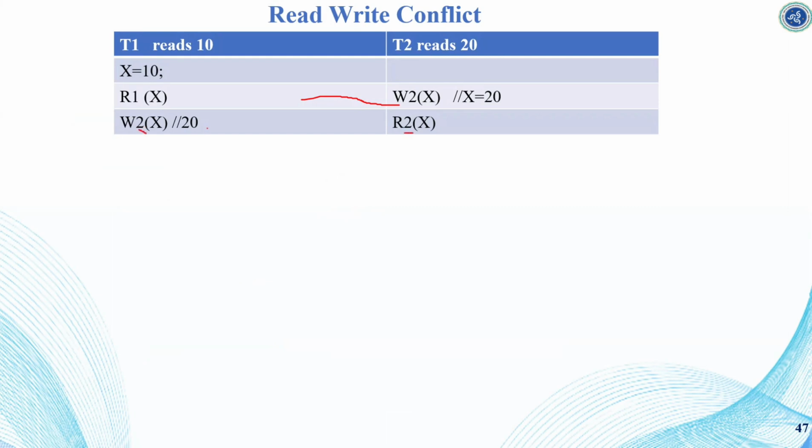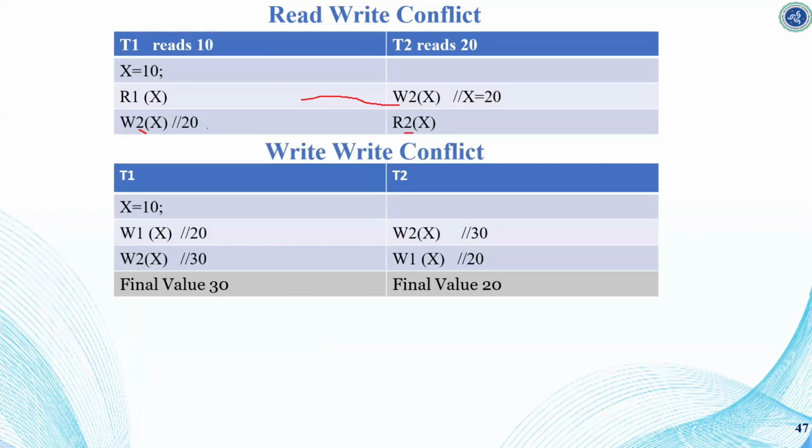This is W2 as well as this is also W2. Okay. So here this is not a conflict. This is the only conflict here, that is a read-write conflict. So what about the write-write conflict?